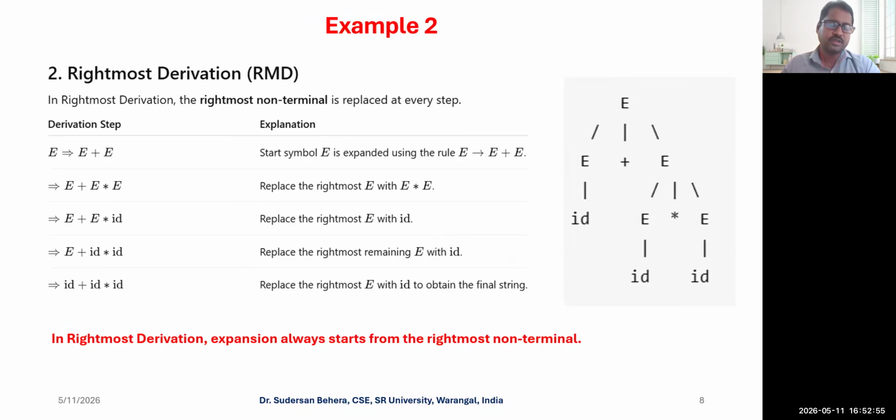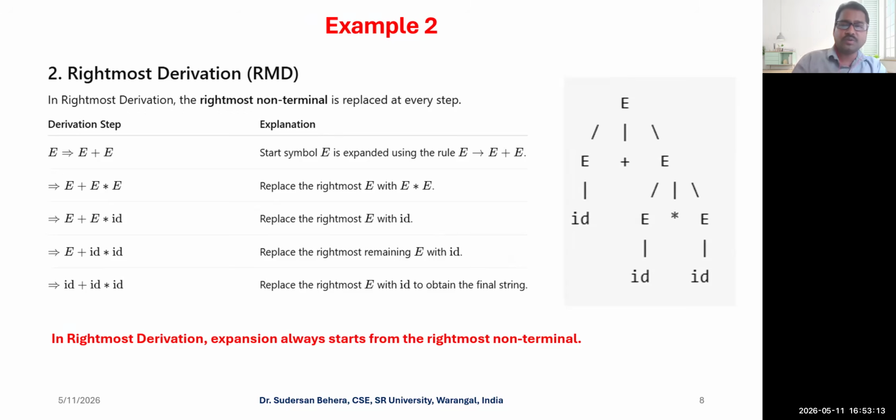Here you see the rightmost E got expanded as E into E. Now you have three E's. So you have the full expression, but only the substitution is left. The full expression you got here is E plus E into E.